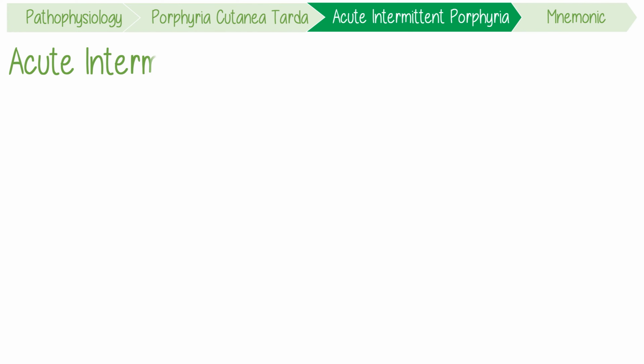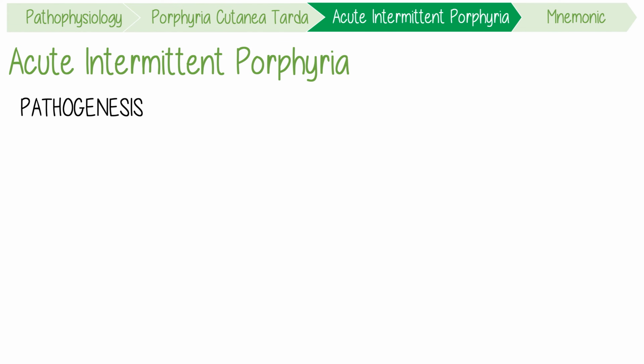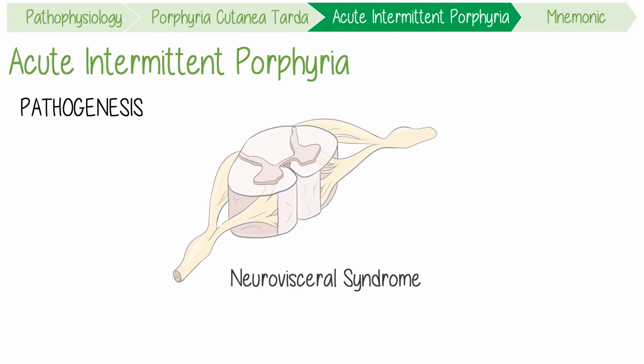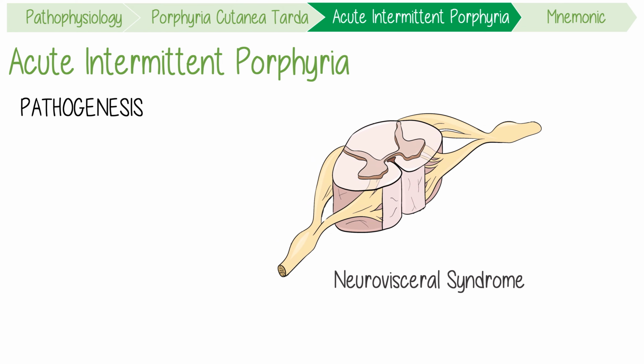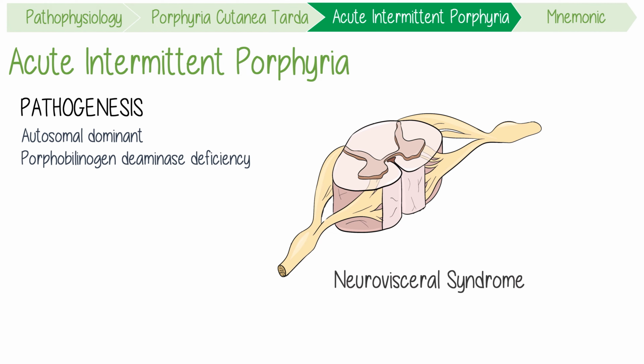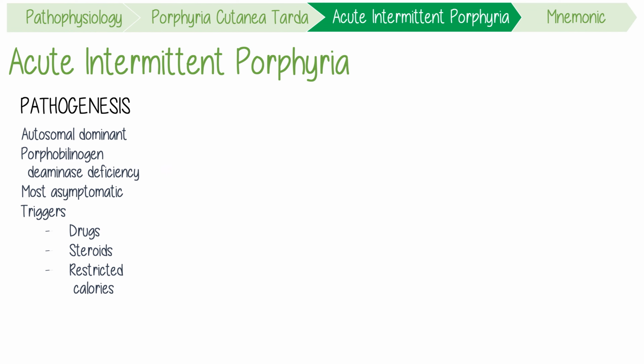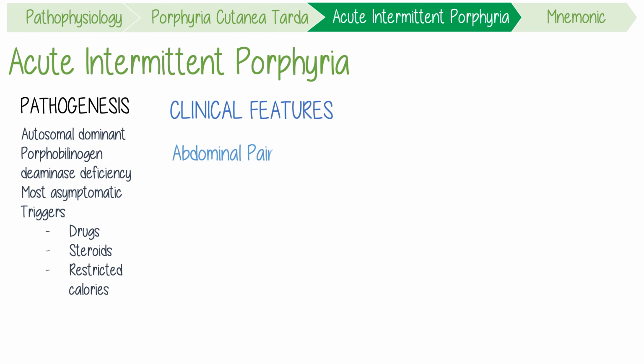On the other hand, acute intermittent porphyria, or AIP, is an acute neurovisceral syndrome. This means it causes issues due to effects on the nervous system, triggering central, peripheral, and autonomic neuropathies. AIP is caused by a rare autosomal dominant inherited disorder characterized by a partial deficiency of porphobilinogen deaminase. Most individuals remain asymptomatic, but symptoms can be triggered by the use of certain drugs, steroid hormones, and restricting caloric intake. The most important presenting feature is abdominal pain.